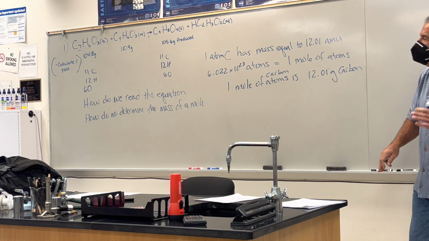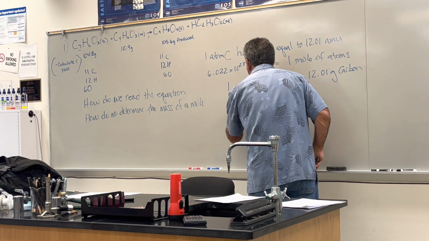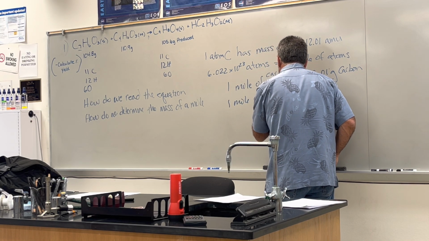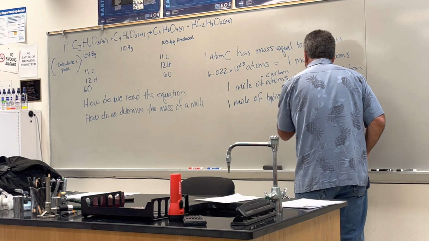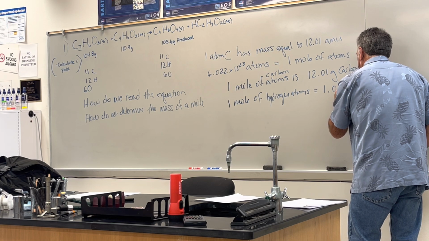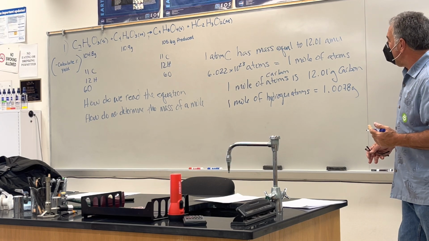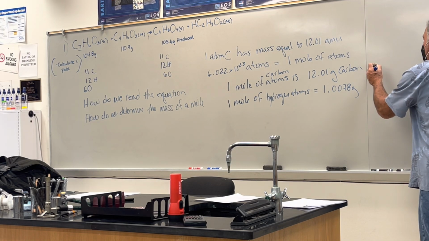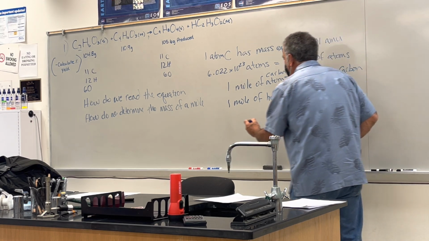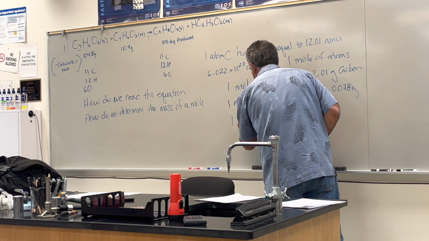So if 1 mole of carbon is 12.01 grams, how much is 1 mole of hydrogen atoms? What is its mass? 1.0. Right? Let's keep going. What about 1 mole of oxygen? Oxygen is, well, it's 15.999.